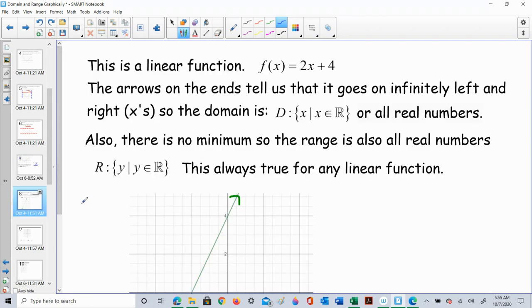All right, let's look at the linear function, f of x equals 2x plus 4. Again, the arrows tell us it goes on infinitely, left and right. So the domain is going to be all real numbers. Also, there's no minimum, so the range is also all real numbers. This is always true for any linear function. If you're asked for the domain and range of some linear function, it's always all real numbers for both.